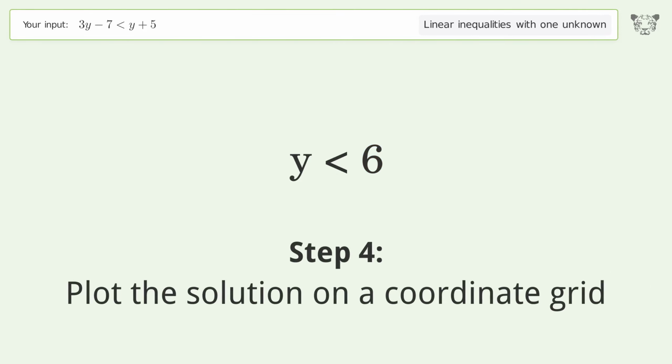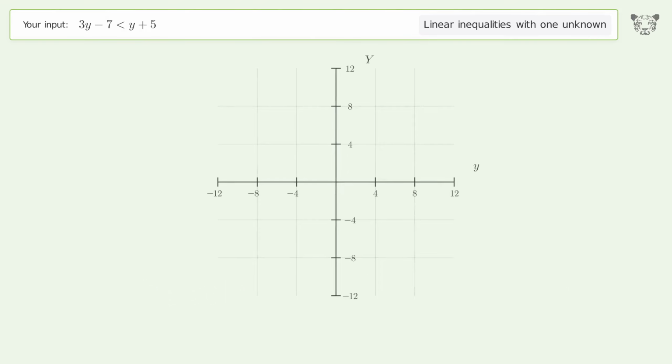Plot the solution on a coordinate grid. And so the final result is y smaller than 6.